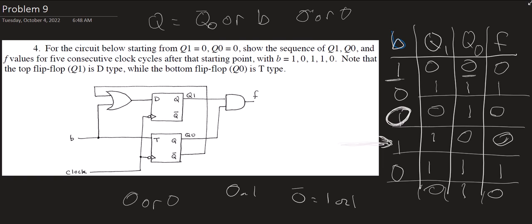Over here we toggled the T flip-flop when B was 1. Yes. When B was 1 on the row before. Oh, okay.